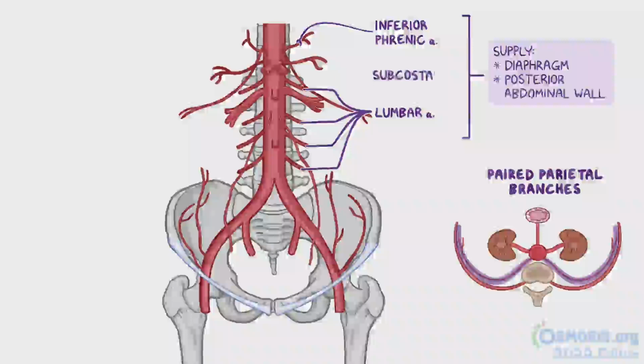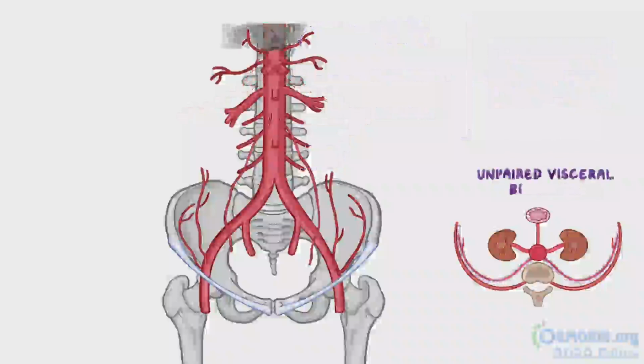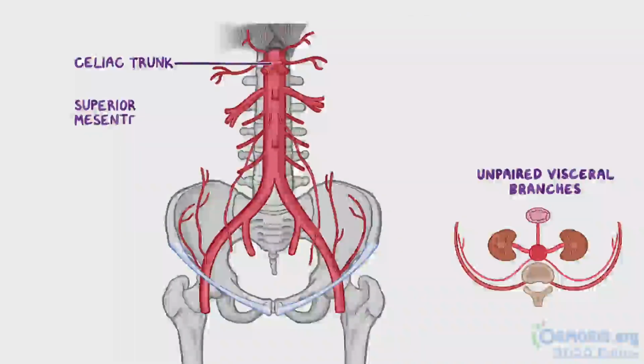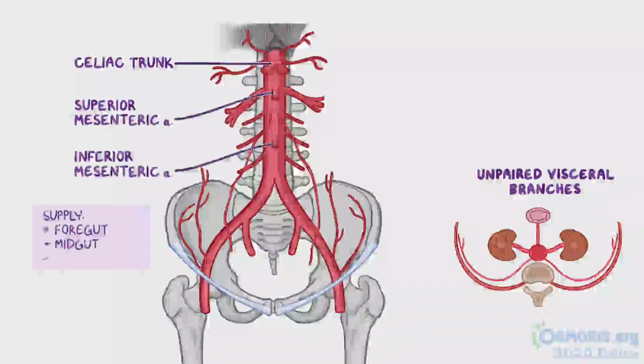The subcostal arteries are paired parietal branches of the thoracic aorta, but they emerge below the diaphragm to supply the posterior abdominal wall. Finally, the unpaired visceral branches include the celiac trunk, the superior mesenteric artery, and the inferior mesenteric artery, which supply the foregut, midgut, and hindgut structures respectively.